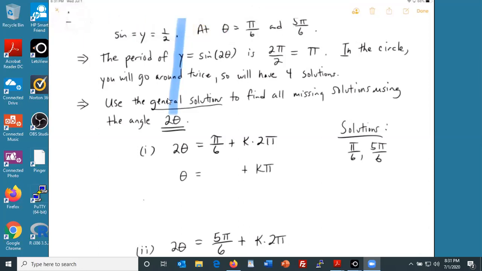Right? Because the 2 will cancel out after the plus sign. But then what about pi over 6? Pi over 6 divided by 2 is pi over 12. Okay?